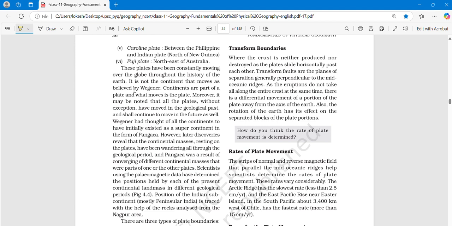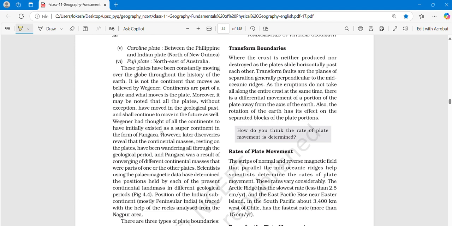It's not the continents that move, as believed back then. Continents are part of plates, and they move with the plate. Moreover, it may be noted that all the plates, without exception, have moved in the geological past and shall continue to move in the future as well. Earlier, all the continents were thought of initially as a supercontinent. Later discoveries reveal that the continental masses resting on the plates have been wandering all through geological history, and Pangaea was a result of the converging of different continental masses that were parts of one or other plates.